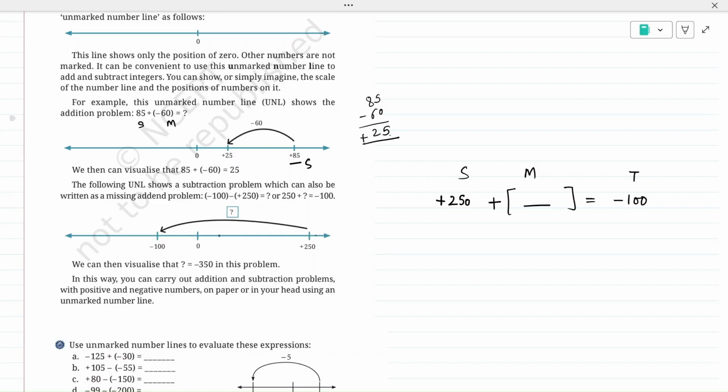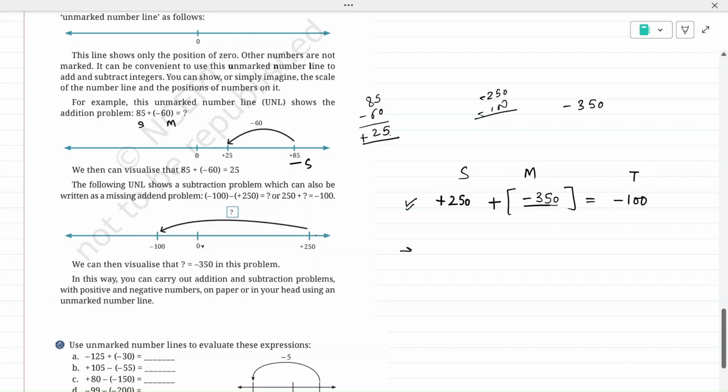Okay, so from 250 it has to reach minus 100. So from 250 to 0, it will be minus 250, and if I add minus 250 to it, it will reach 0. Now from this 0 to minus 100, it has to move further. So that is minus 100 more. So that means it has to take minus 350 steps to reach minus 100. Okay, so I hope this is clear. So this is how I have done it using starting point, movement, and target.